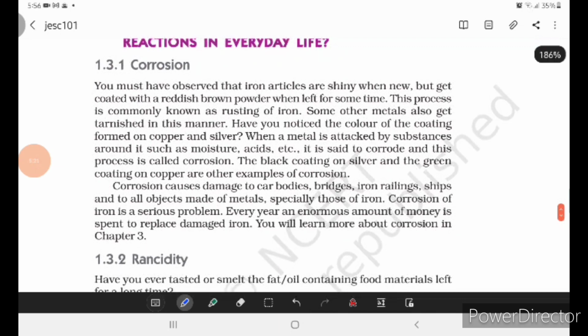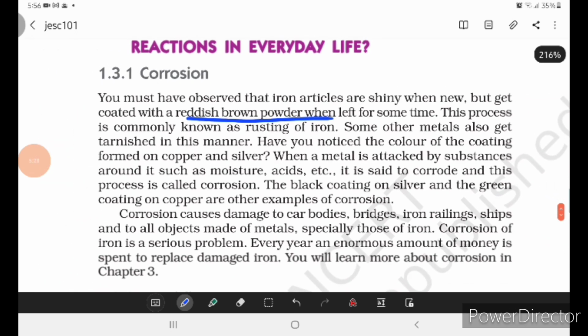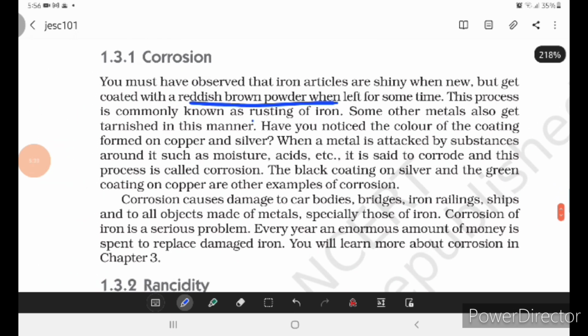You must have observed that iron articles are shiny when new but get coated with a reddish brown powder when left for some time. This process is commonly known as rusting of iron. Initially it is lustrous, a very shiny white color, and later it gets converted into reddish brown powder. It's called rusting. Some other metals also get tarnished in this manner.